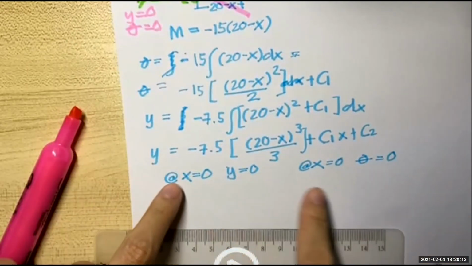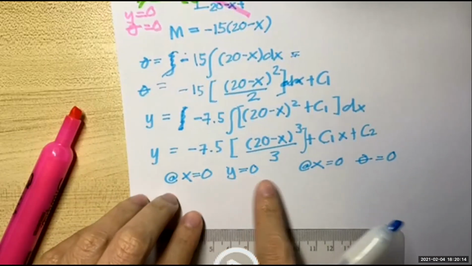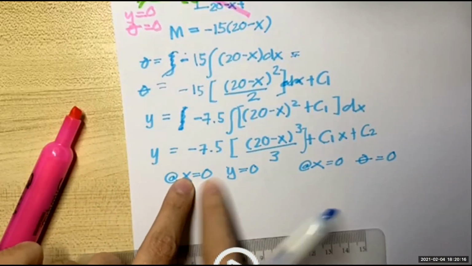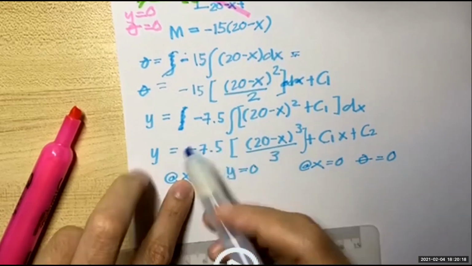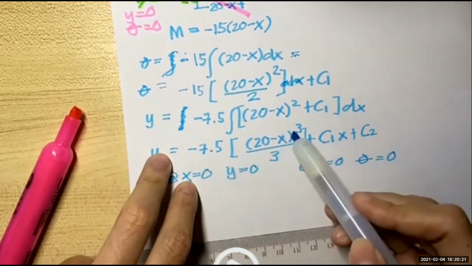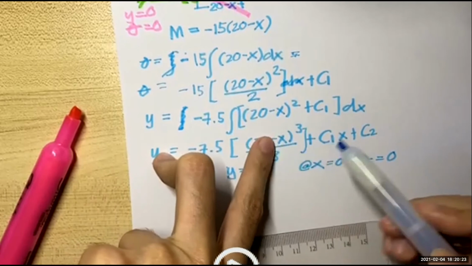Now, tingnan ulit natin. Hindi ko nasusulat yung equation. Sa C1, sa C2, x0, y0. So, cancel to, no? Cancel yung x, then cancel to. So, C2 is 0.